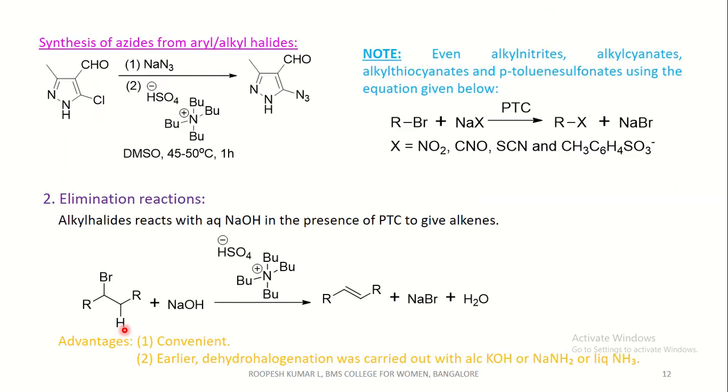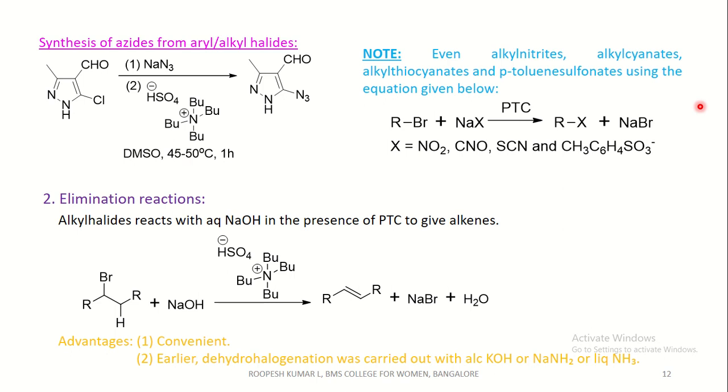Coming to the next one, synthesis of azides from aryl or alkyl halides. This is a pyrazole derived halide, which reacts with sodium azide in the presence of this PTC, tetra N-butyl ammonium hydrogen sulfate, in DMSO solvent, which is a highly polar solvent. Just warming the reaction at about 45 to 50 degrees, in 1 hour we get the corresponding azide.